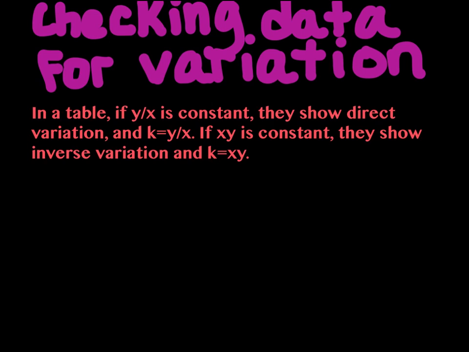All right, so now we're going to talk about checking data for variation. If you're given a table or a list of values, if the y divided by the x is constant across that table, then that data has direct variation, and your constant will be y over x. If x times y instead is constant, then that shows inverse variation, and your constant k will be the x times y. So it looks a little opposite from what you're used to, right? Because y equals k times x here, or y equals k divided by x for inverse.